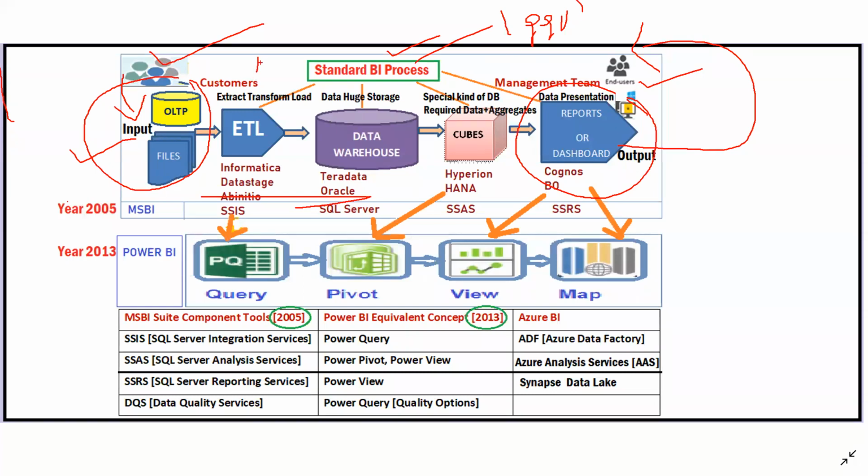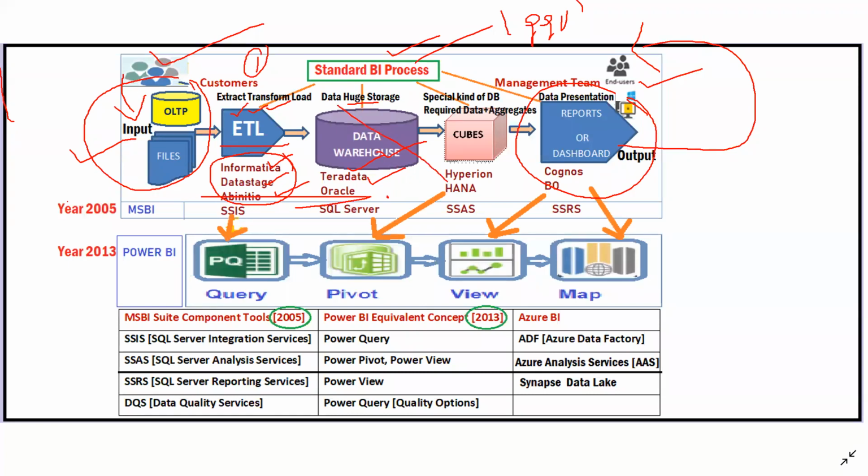And this is the first layer, the data gathering layer, technically the extract, transform, load layer. These are the legacy tools we use for this process, like Informatica, DataStage, Ab Initio. Second, huge storages. Those are called warehouses. Teradata, Oracle, SQL Server, etc.